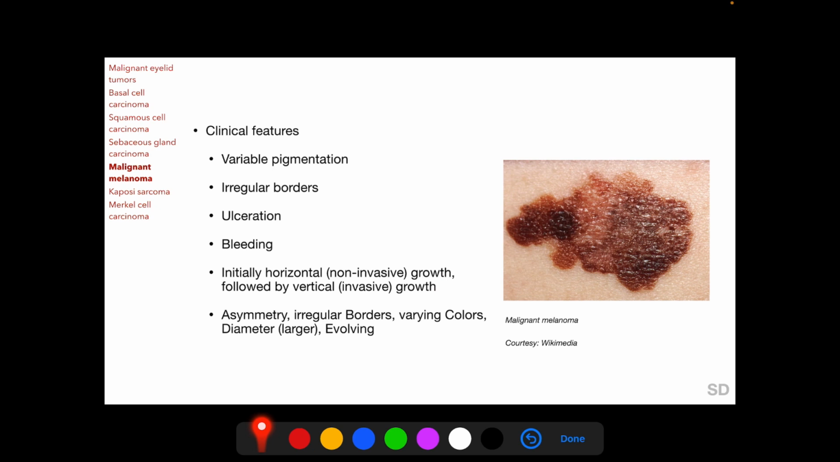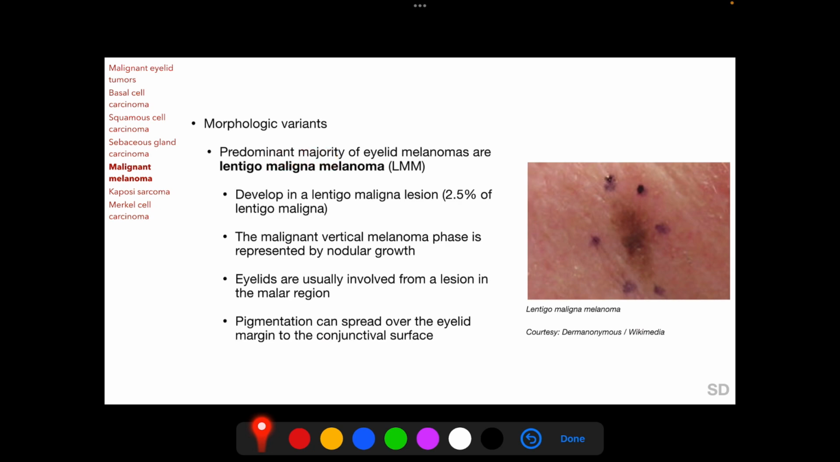And the mnemonic A, B, C, D and E helps us to pick up malignant melanoma lesions early on, with A representing asymmetry of the lesion, B representing irregular borders of the lesion, C representing varying colors of the lesion, D for diameter of the lesion, which is usually larger, and E for an evolving lesion which changes in color, shape, size and thickness.